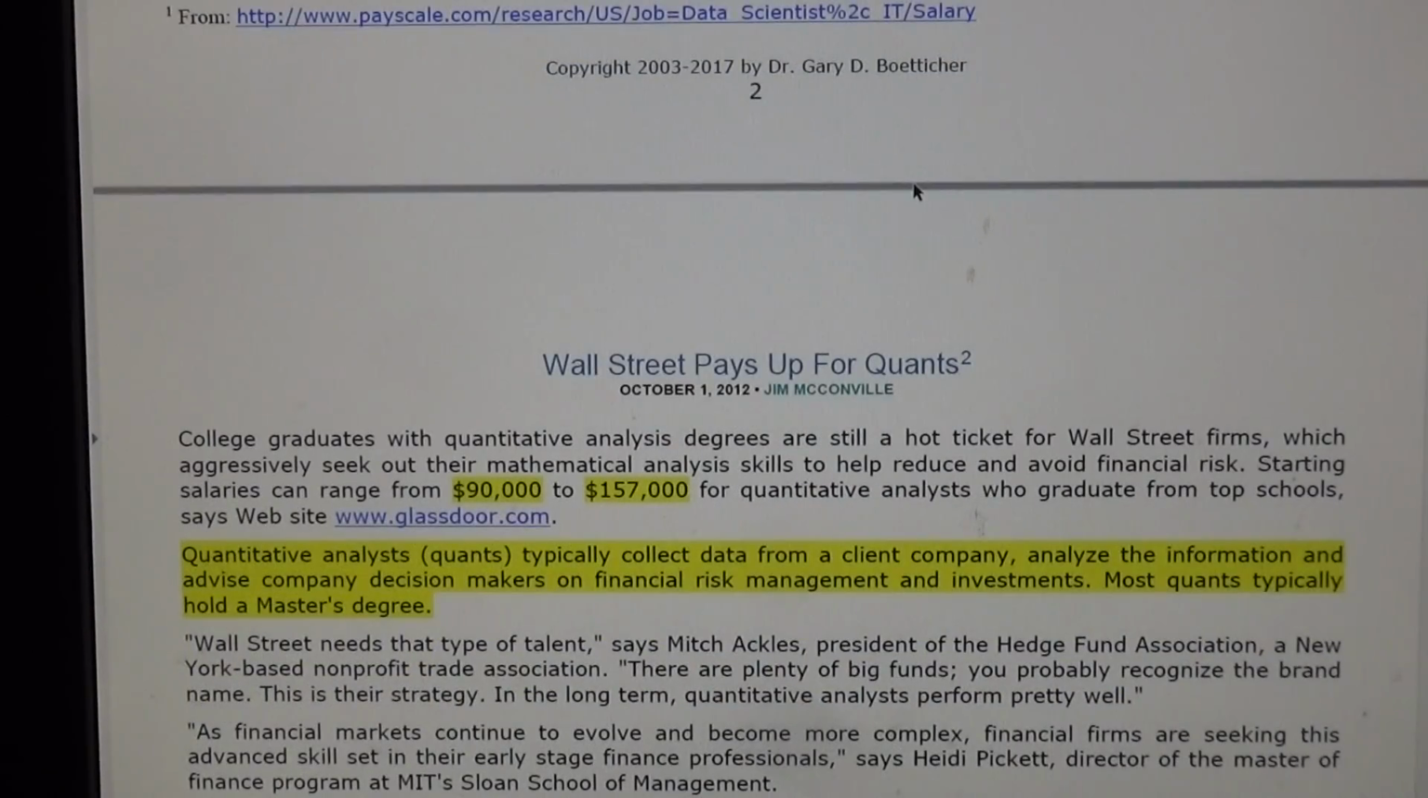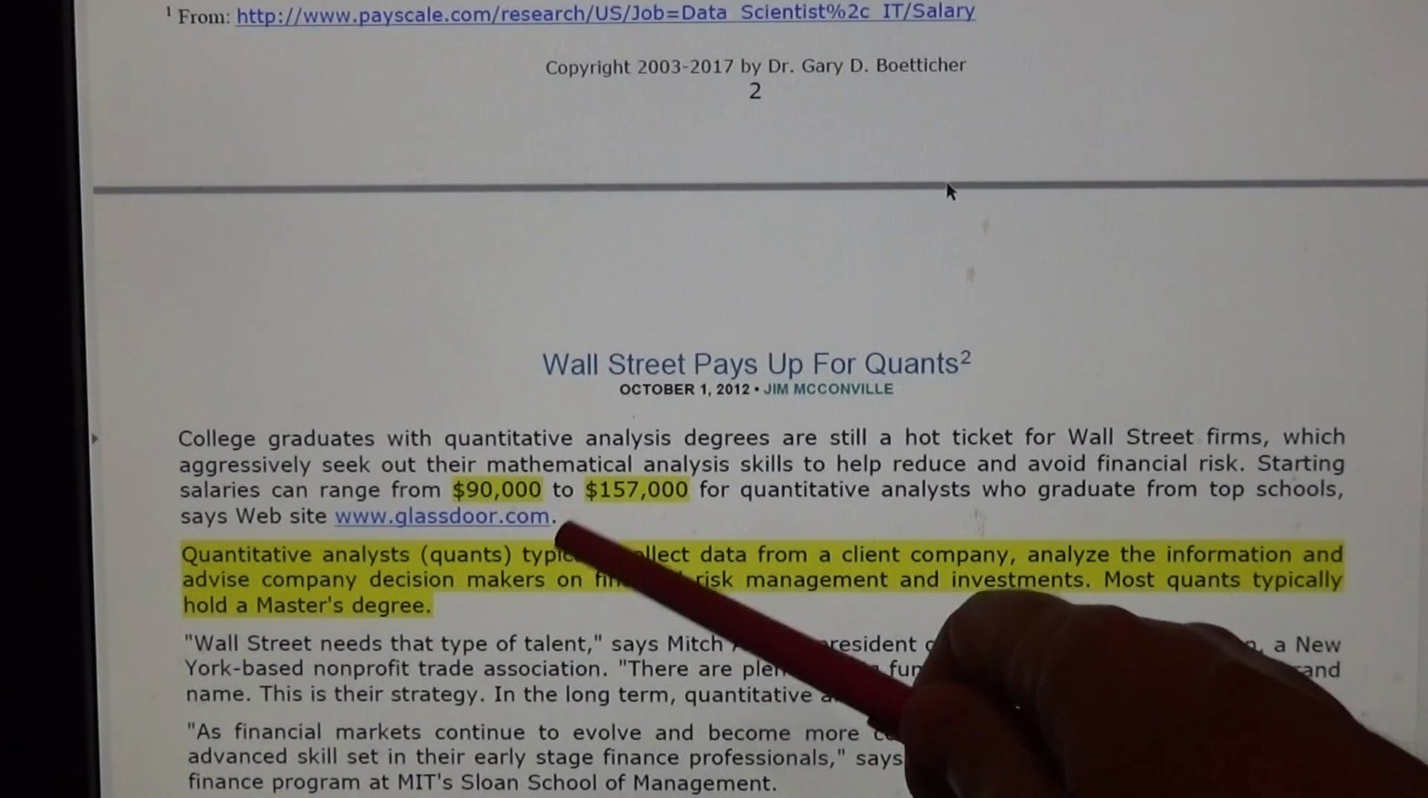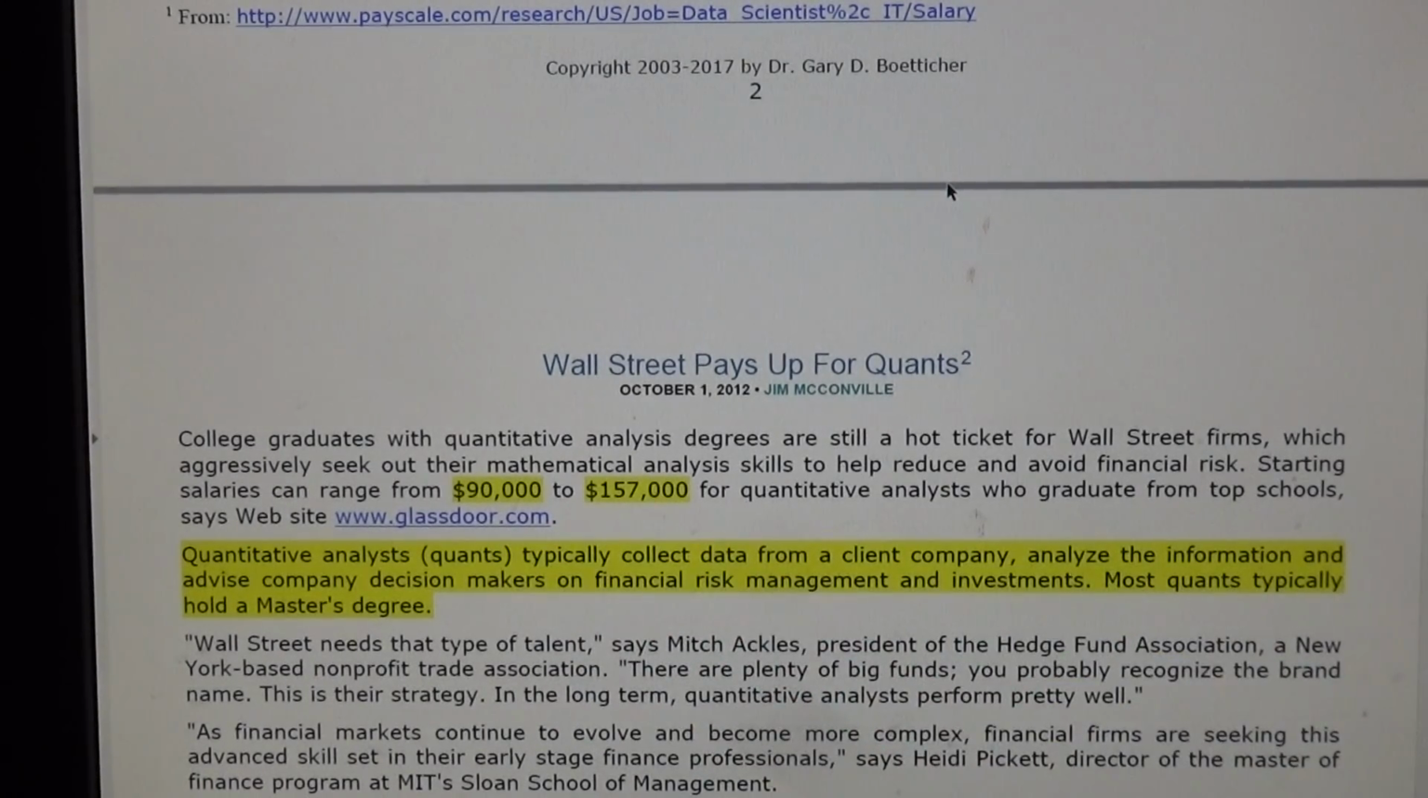Now, Wall Street hires people that are called quants, and they get anywhere from maybe 90 to 157,000. What is a quant? They collect data from a client company, analyze the information, and advise decision makers on financial risk and investments. Typically, a quant holds a master's degree. Now, you might be a quant, might also be a person who develops strategies for making buying and selling decisions in the stock market.